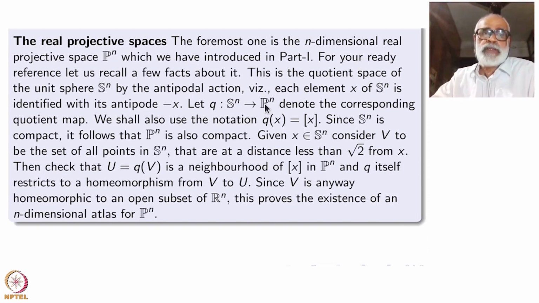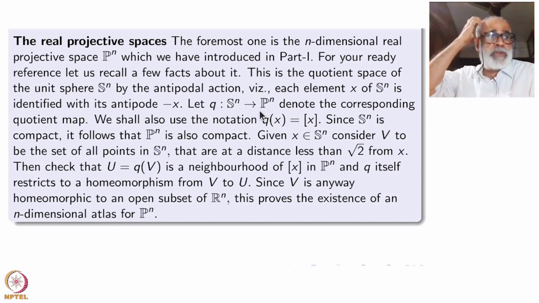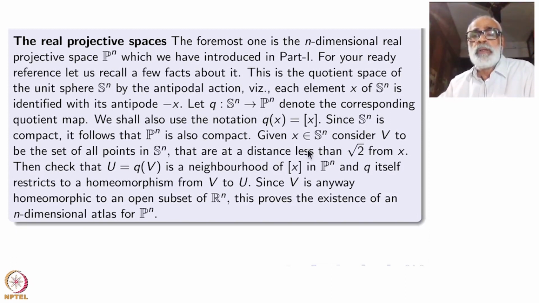Automatically, this is a surjective map. It's a quotient map, so it's continuous. Since Sn is compact, Pn will be compact. So we have to see why it is locally Euclidean and Hausdorff. After that, we are happy because it's a compact Hausdorff space already, so it will be second countable also. Since Sn is compact, Pn is compact.